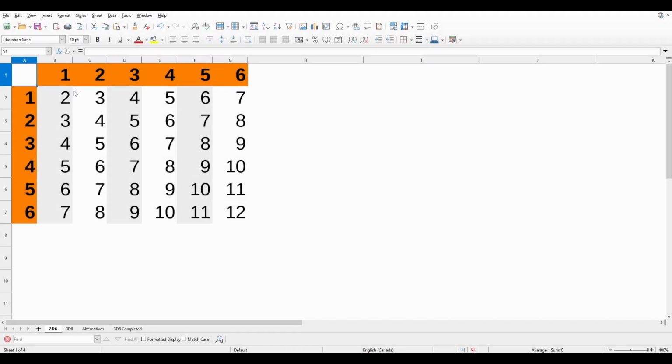Alright, here we are in good old LibreOffice, because I don't have Excel. I apologize if my voice is a little bit rough, I'm starting to get sick.